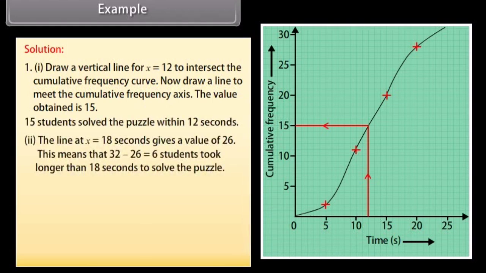2. The line at x as 18 seconds gives a value of 26. This means that 32 minus 26 equals 6 students took longer than 18 seconds to solve the puzzle.